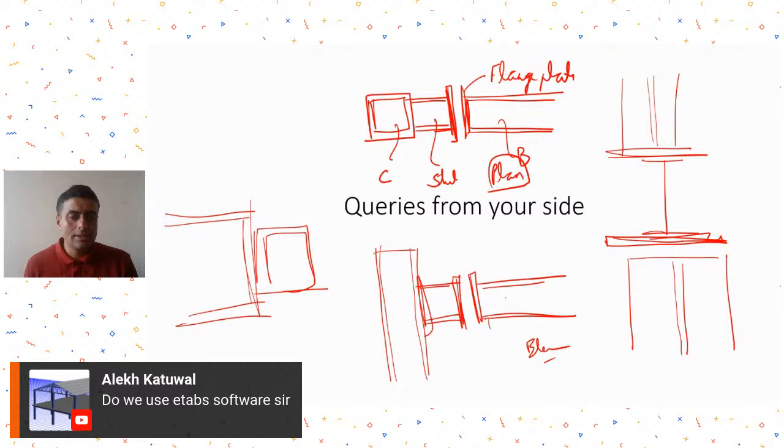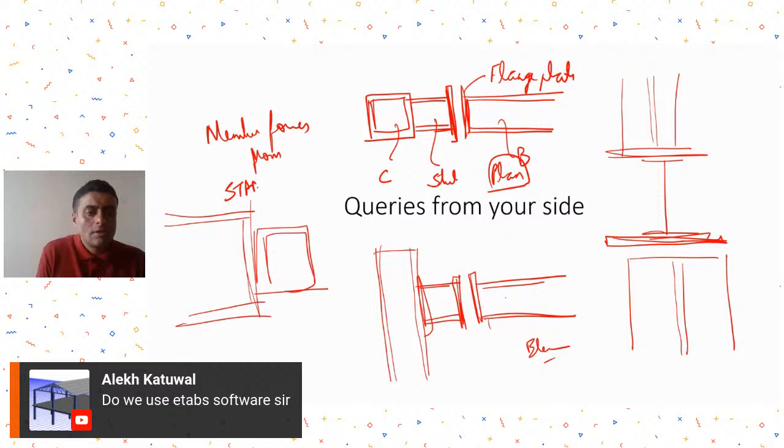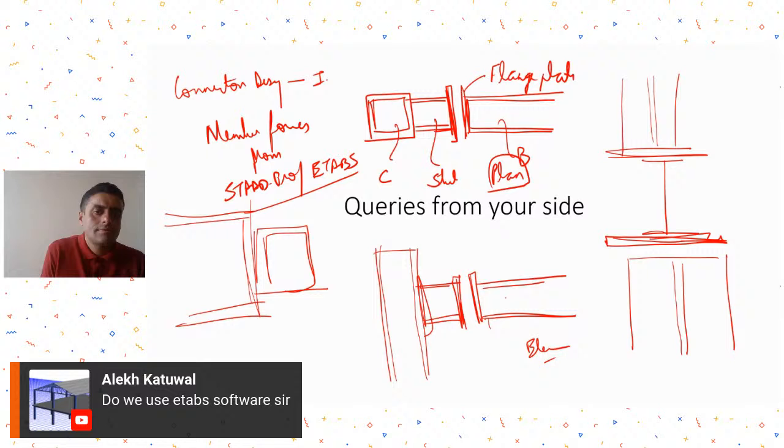Mr. Alek is asking, do we use ETAP software? No, so the software I will be using for connection design will be the Idea Statica software. But if we require the member forces, because of course we will require member forces for designing those connections, we will take the member forces from STAAD and ETABS. So some models I will take from STAAD, some models I will take from ETABS. So member forces from STAAD and ETABS, but connection design will happen in Idea Statica. Clear?